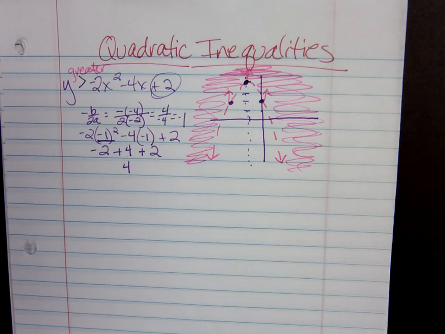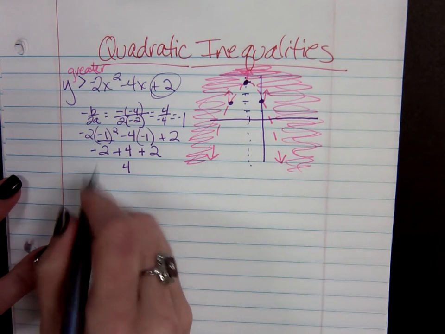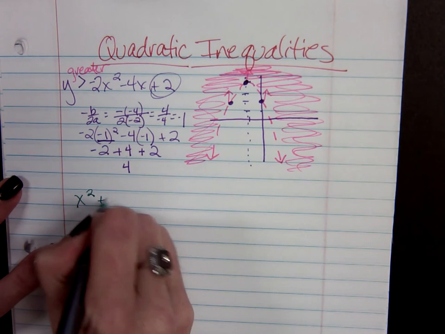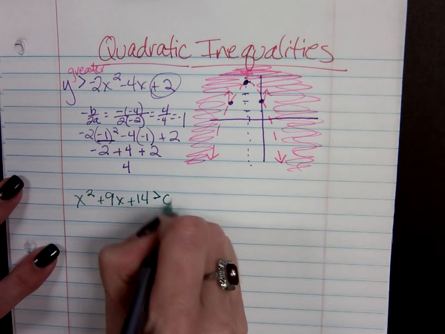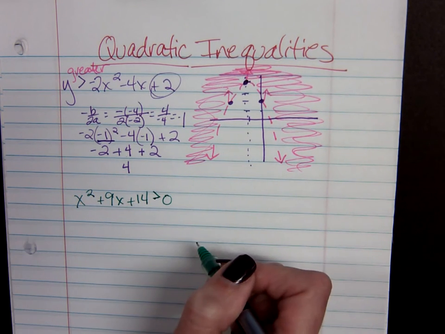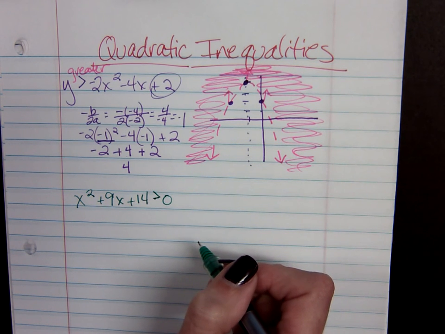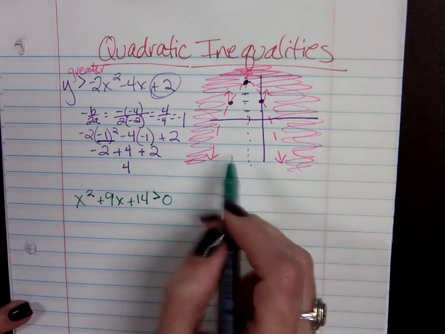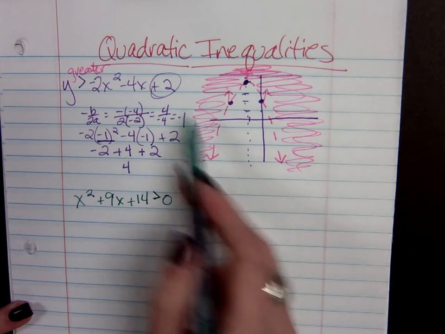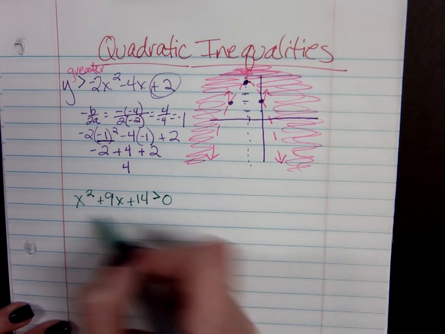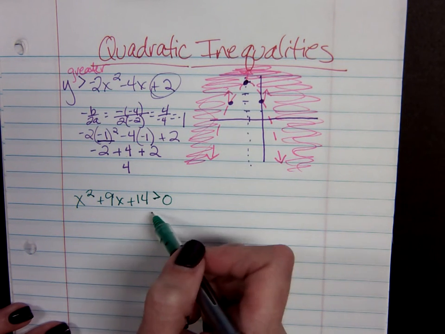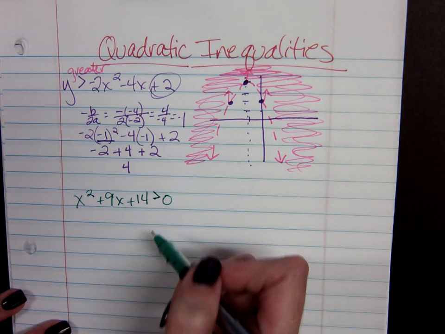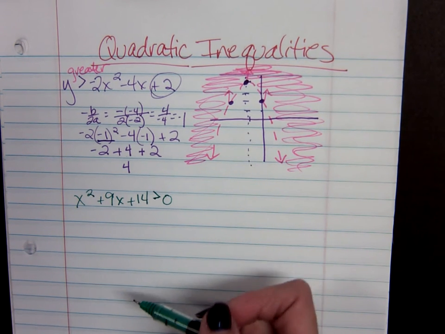Okay? The next possibility is when I don't have a y, I have something that looks like x squared plus 9x plus 14 is greater than 0. Well, I don't have that y value anymore, so I'm not interested in shading a great area. I just need to know for this specific situation, what x values can I plug in that are going to give me an answer that's less than or greater than 0, and how do I find them? So we're going to sketch a graph.